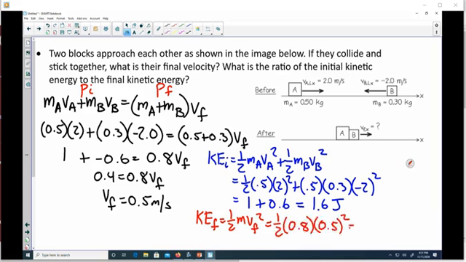And remember, for the final kinetic energy, they're stuck together, so you still have to add the masses. And the final kinetic energy is 0.1 joules for a ratio of about 16. So what this means is that it has lost 1.5 joules of energy to heat from the two objects hitting each other and colliding and sticking together.